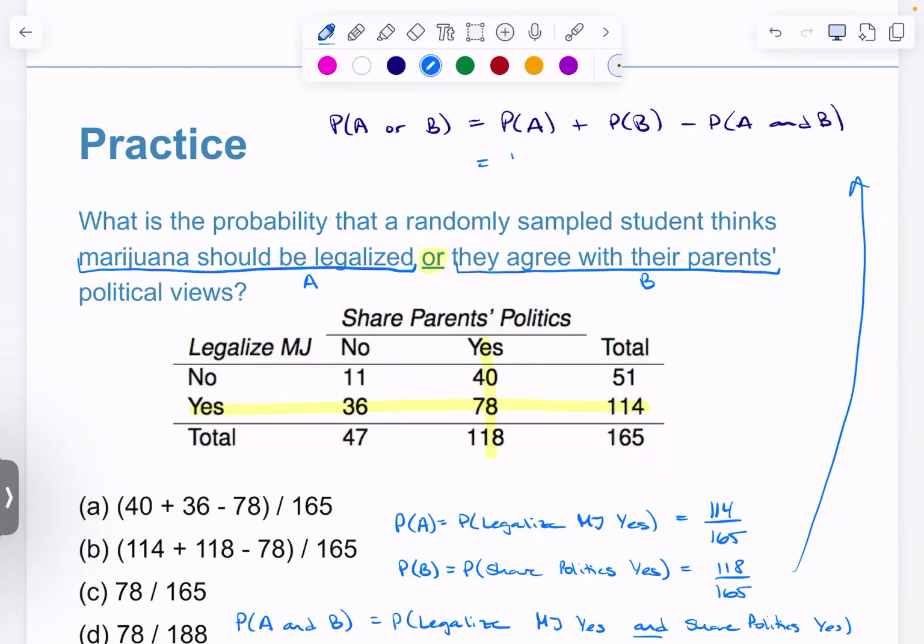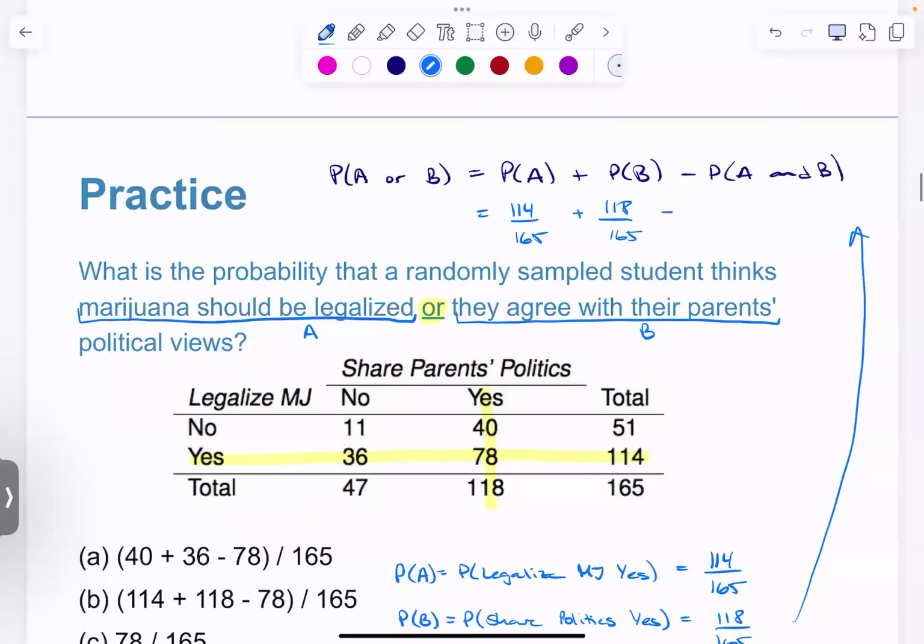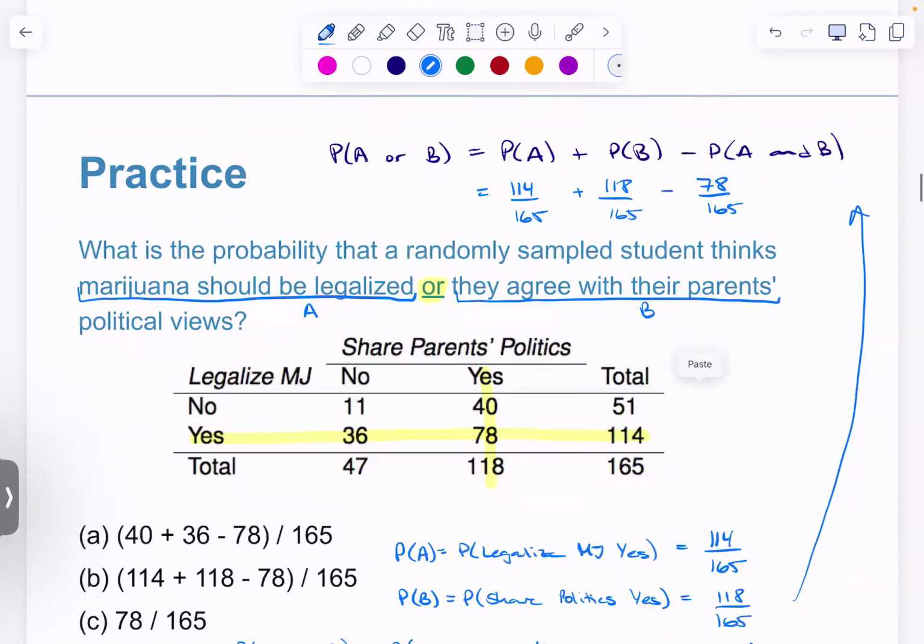The probability of A I can replace with 114 out of 165. Probability of B, I can replace it with 118 over 165. And then finally, minus 78 over 165. Which is my calculator. My trusty calculator. Luckily, they have the same denominator.